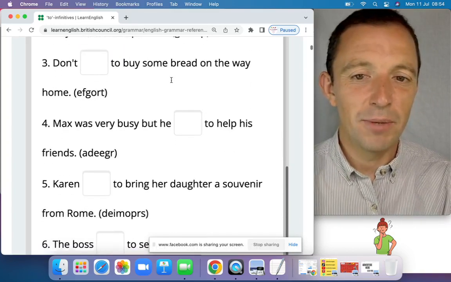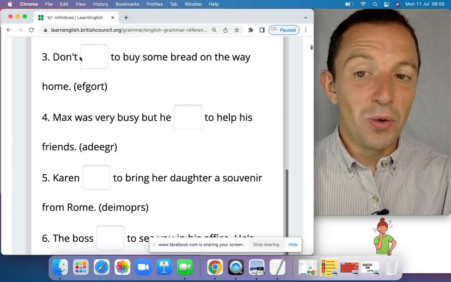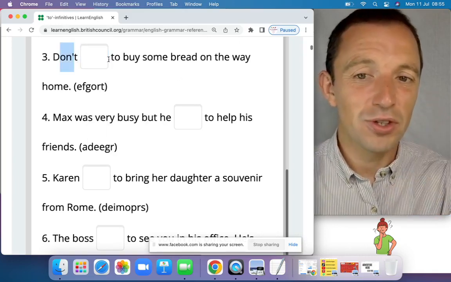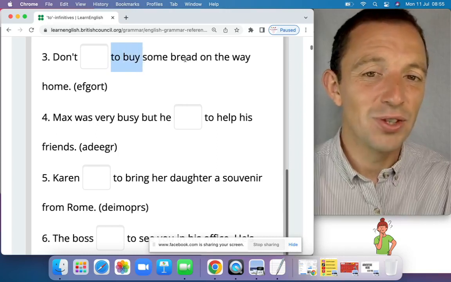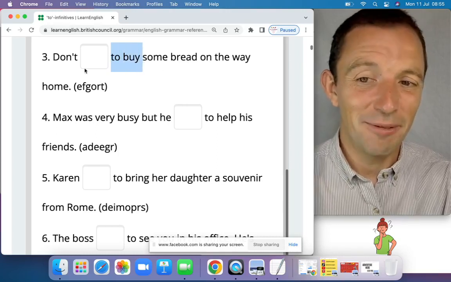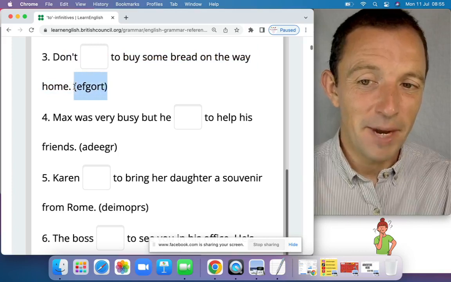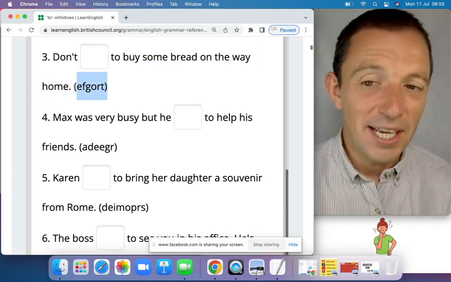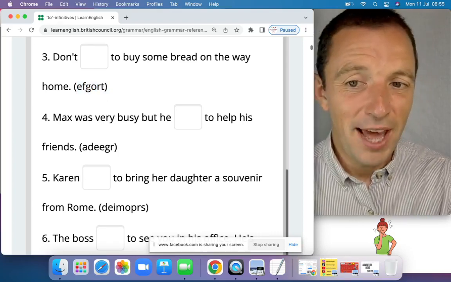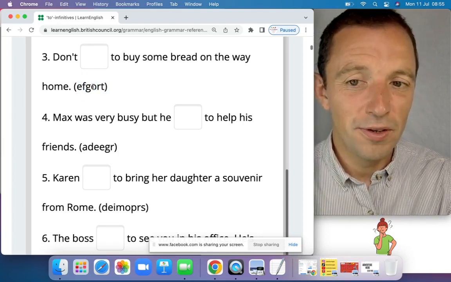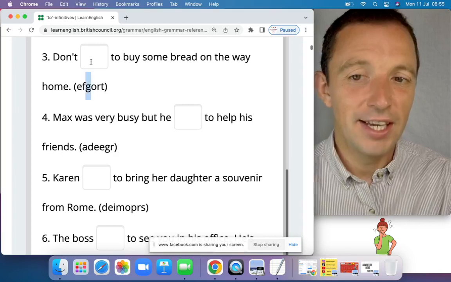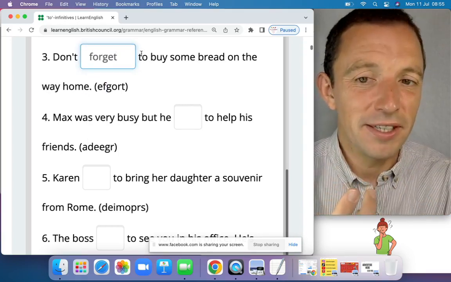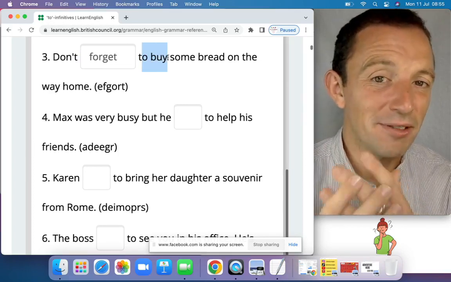Okay, number 3. Don't, so no subject, so it's an order, an instruction, an imperative. Don't something infinitive to buy some bread on the way home. And the verb from here, what do you think? I think it begins with F, O, R, G: don't forget. And after forget, we have the infinitive, to buy. Don't forget to buy. That's a very good example. Next.